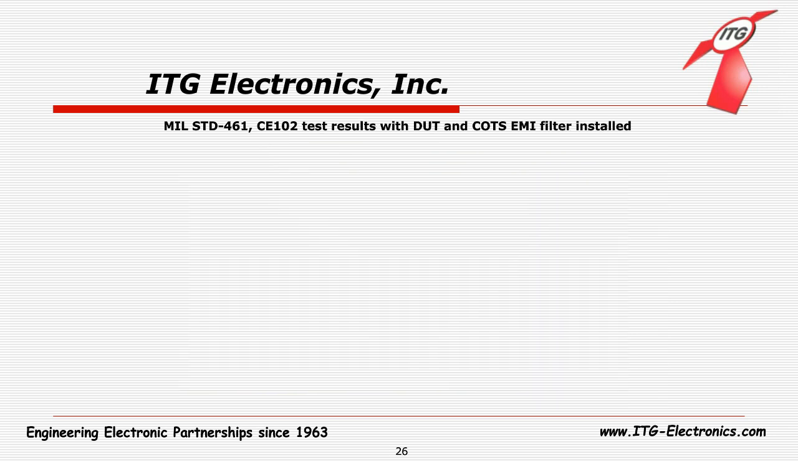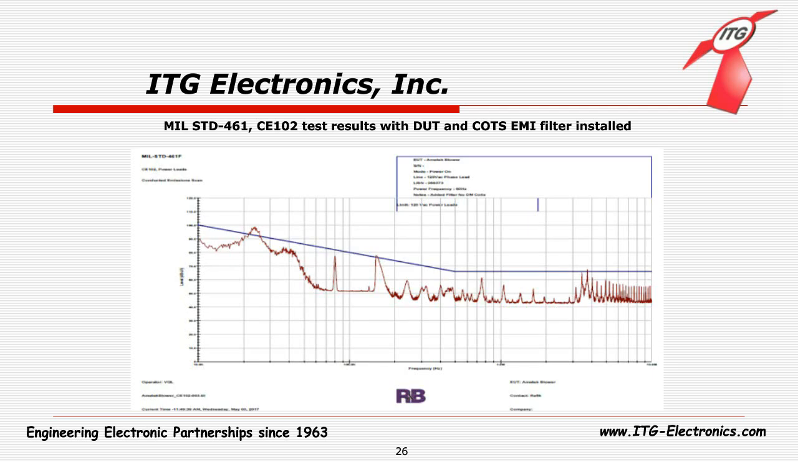Now, as you can see in this slide, the EMI test with the filter installed shows a considerable improvement, but not quite there yet. There are two peaks, one at 23 kilohertz and one at 150 kilohertz, which are above the limit. Based on what we discussed earlier, adding a differential mode inductor to the filter circuit should bring the 23 kilohertz point down, and increasing the common mode inductance should bring the peak at 150 kilohertz considerably down.